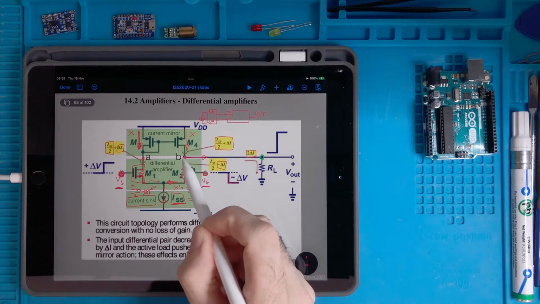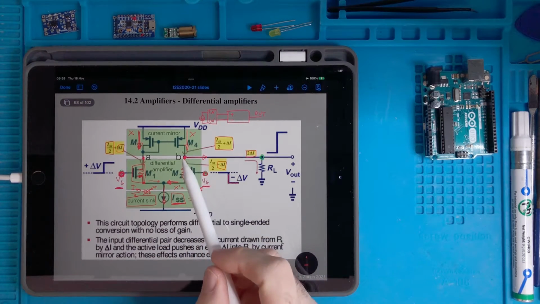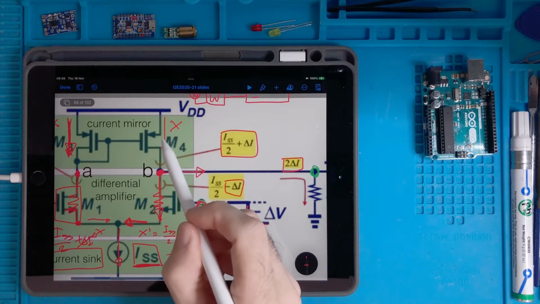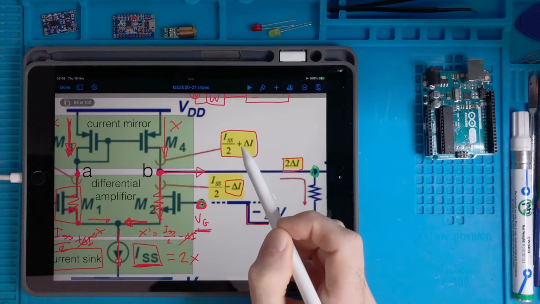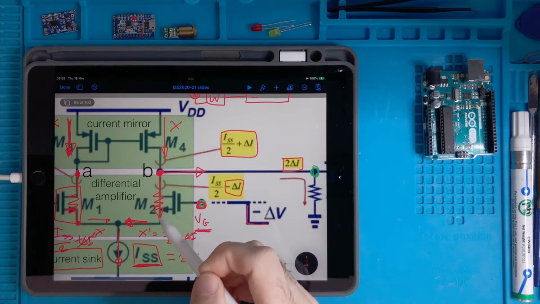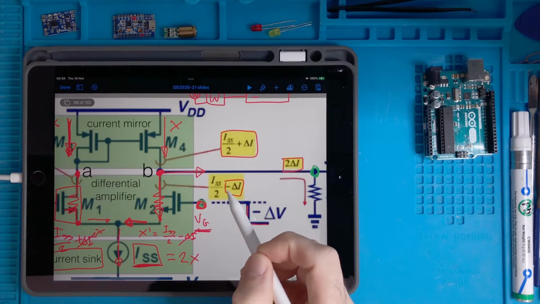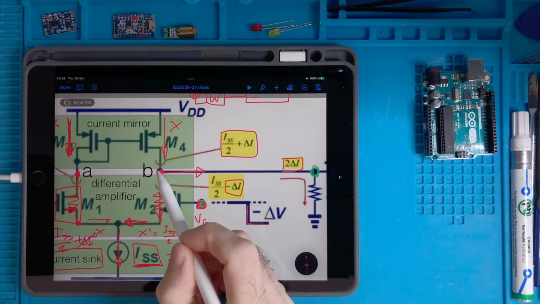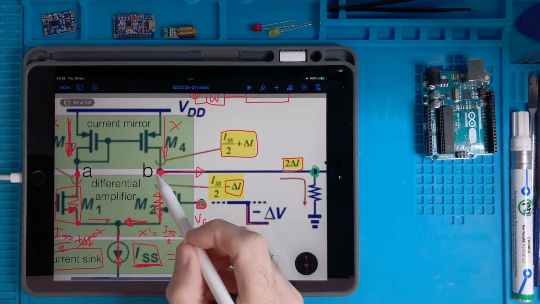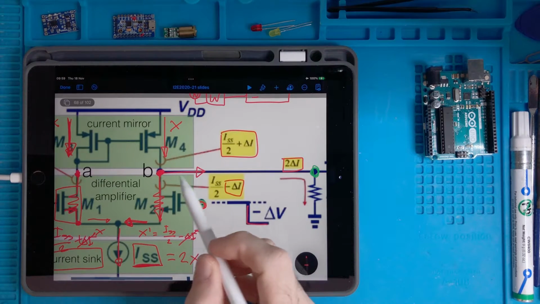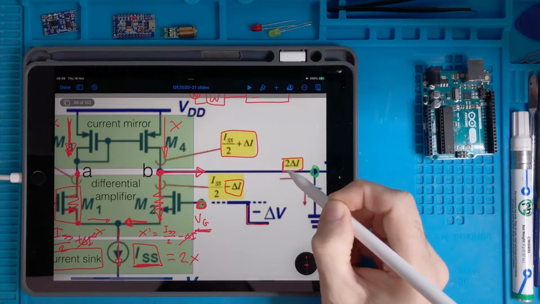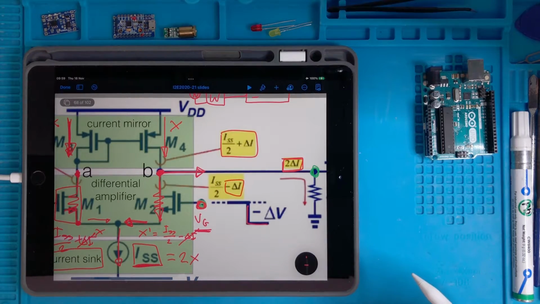But if I apply the Kirchhoff principle at the B node, I have one entering current, which is ISS half plus delta I, and one exiting current, which is ISS half minus delta I. Because the algebraic summation of the entering and exiting current of a node should make 0, it means that the current that should exit from this node is 2 delta I.